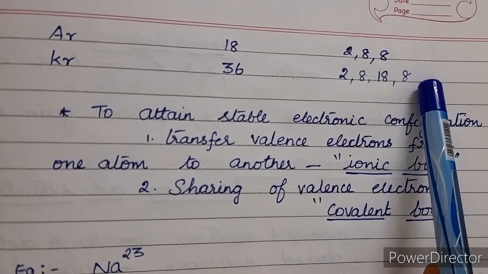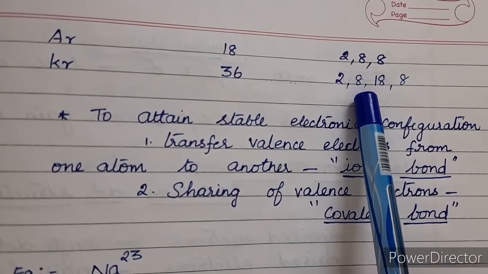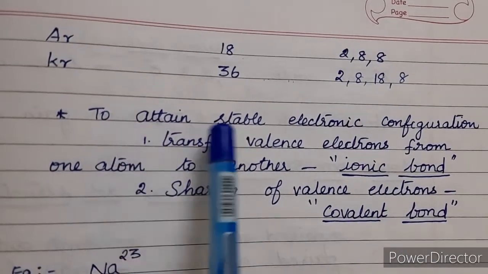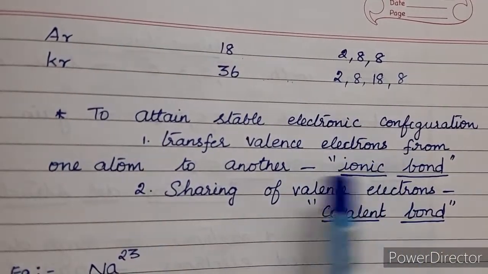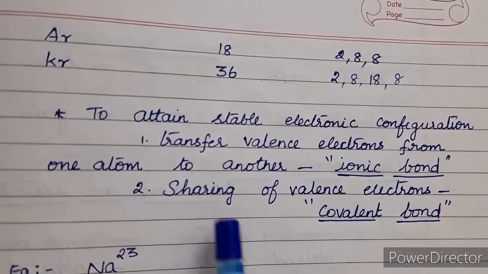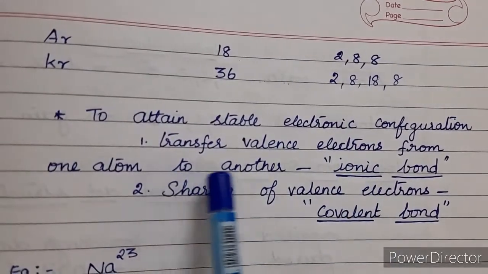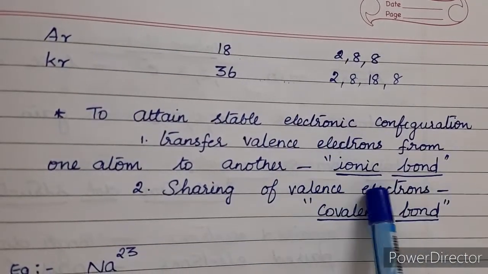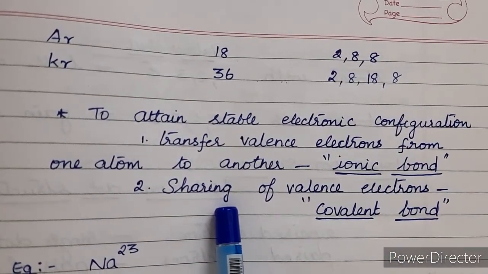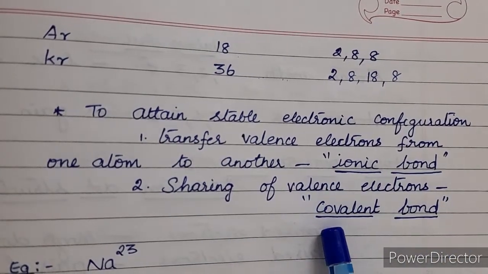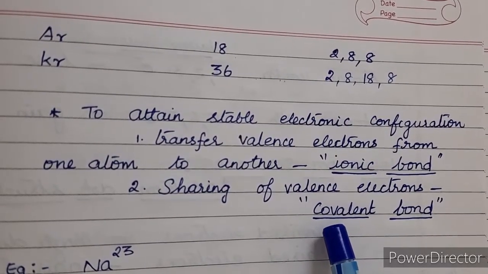So the atoms tend to attain the stable electronic configuration similar to that of the noble gases. Now, to attain the stable electronic configuration, either they can transfer the electrons from one atom to the other, or it can share the valence electrons. Now, if they transfer the valence electrons from one atom to the other, then that type of bond is called as the ionic bond. If sharing of the valence electrons takes place between the atoms, then the bond is said to be covalent bond, right? So now we are going to see the types of the bonds.